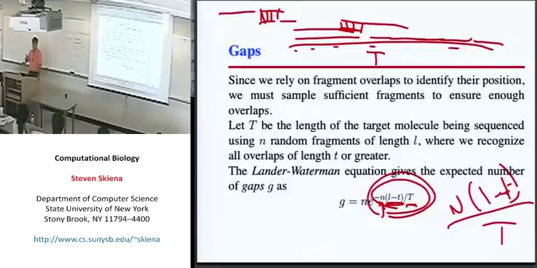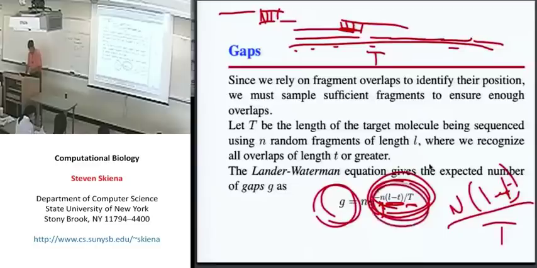But you may need more and more of that to make the probability of there being a gap low enough that you hope it's not going to be there. Any questions about that? So that sort of explains the term here. So I want to say this is explained by what we'll call coverage.